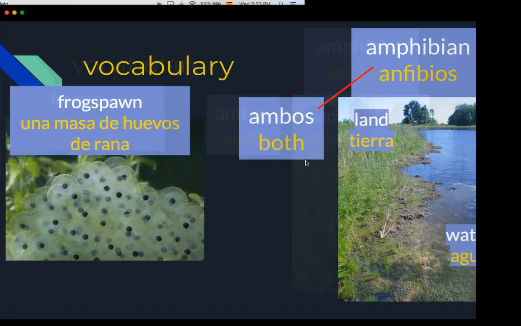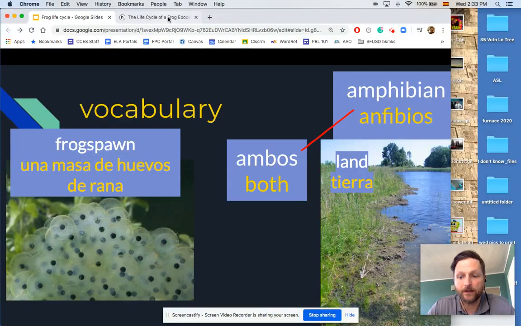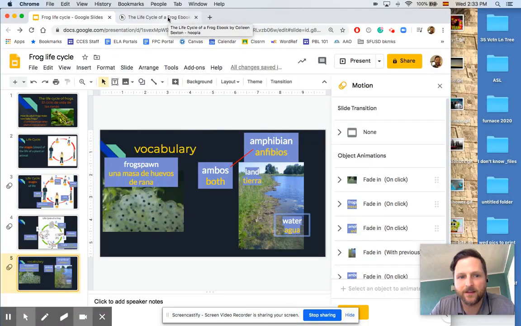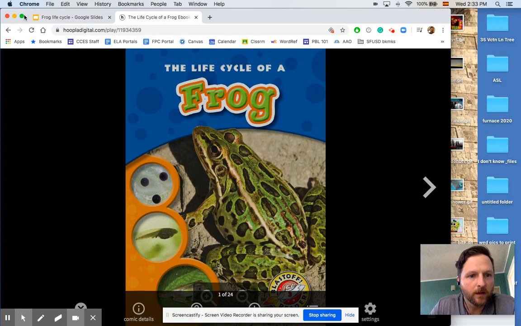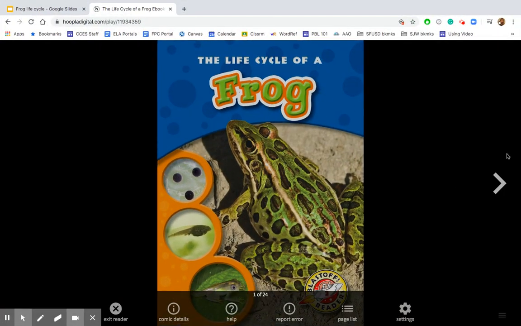So now that we've reviewed those words, we're going to start our read aloud. Hi again, you can see my picture. It's called The Life Cycle of a Frog. Nope, and I'm going to disappear again because we're going into full screen.